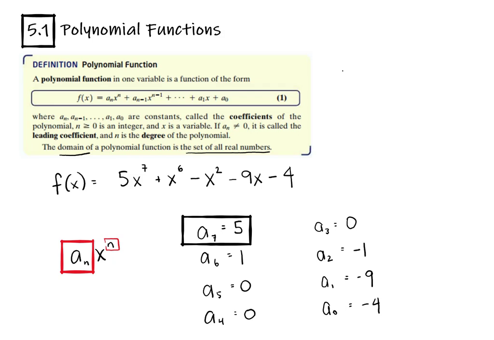So if I ask you what's the domain of a polynomial, and that's a question that's pretty much on every test from here on out, the domain is going to be all real numbers, in other words, from negative infinity to positive infinity. Now the range is going to be different depending on the equation, but the domain will always be all real numbers.